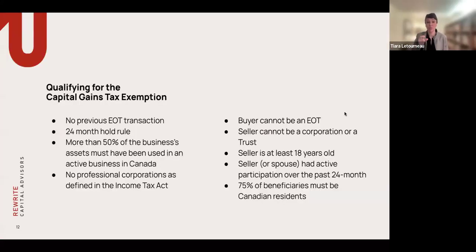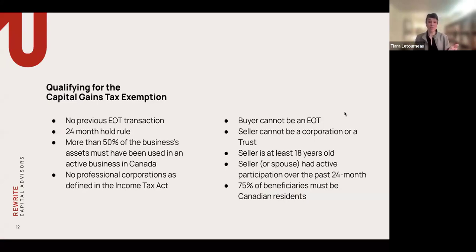Okay, so remember I said jumping through the hurdles for the EOT was pretty easy, and jumping through the hurdles for the capital gains tax exemption was harder. These are the hurdles, and I want to tell you about them so that you have that high-level understanding of how they work. So first of all, this has to be your first EOT transaction for this company. So if you sold it to an EOT, you bought it back, and then you sold it to an EOT again, the second time it doesn't count. It's got to be the first time it becomes an EOT.